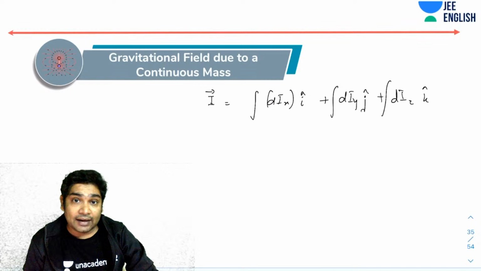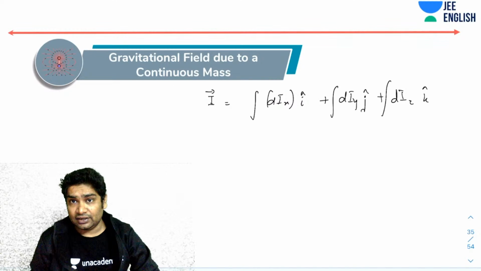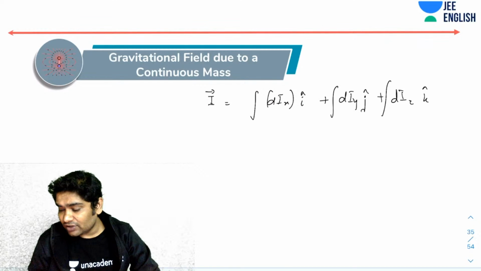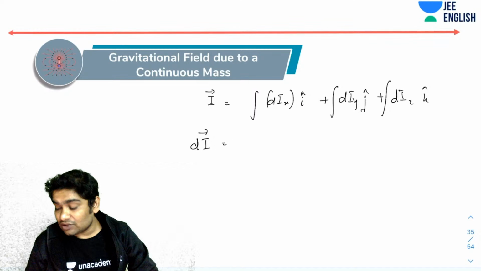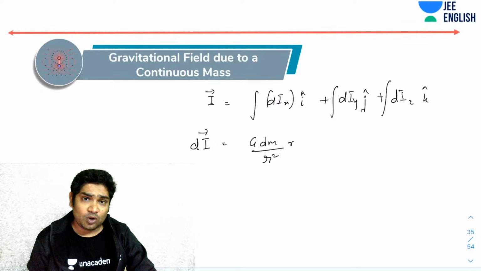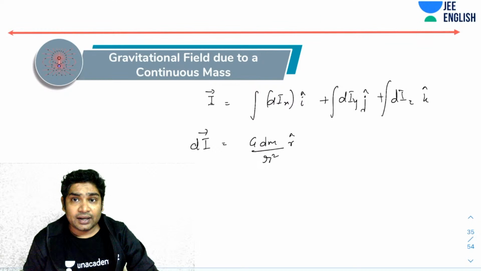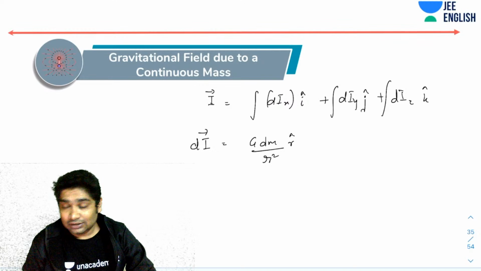You can, however, add all the x components like scalars, all the y components like scalars, and all the z components like scalars, wherein you can obviously find the dI vector also. So dI vector for any point mass would be given as G dm over r square r cap. Now you can divide this into x, y, z, or whatever, if you wanted to calculate it in the r direction only, in terms of r and theta. You can also do that.